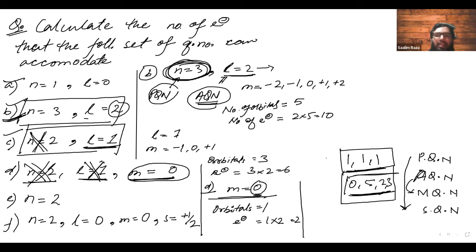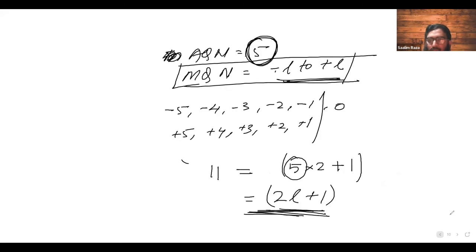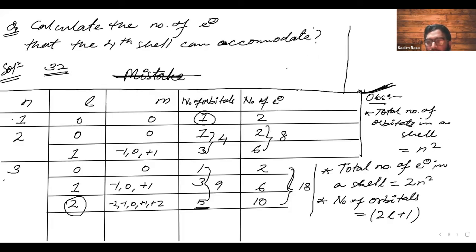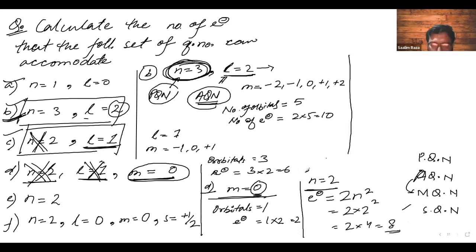Now moving ahead. For question E, n is equal to 2. What will we do? We will take this observation. The number of electrons is 2n square. 2 into 2 square is equal to 2 into 4, which is 8 electrons in the second shell. This was question number E.